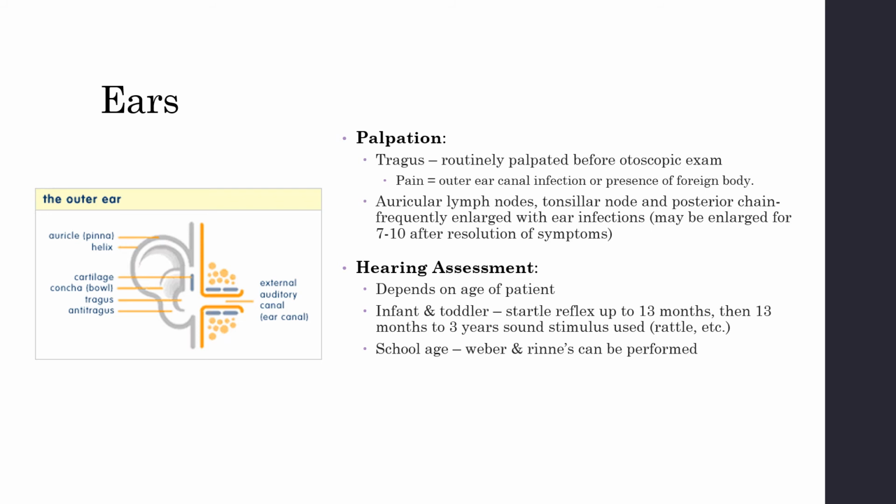We're going to go up around the ears, along the jaw, down the anterior and posterior chain of the neck. So we want to make sure that we're checking those out when we evaluate the ears as well. The hearing assessment is going to depend on the age of your child.